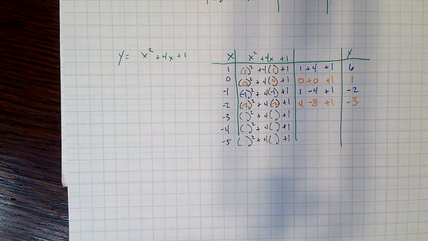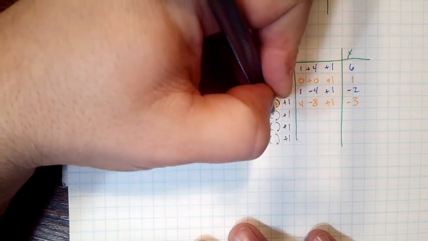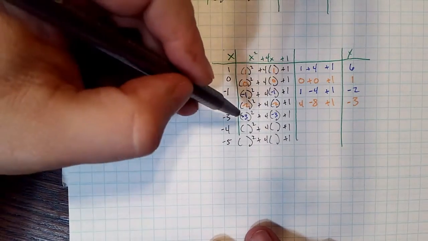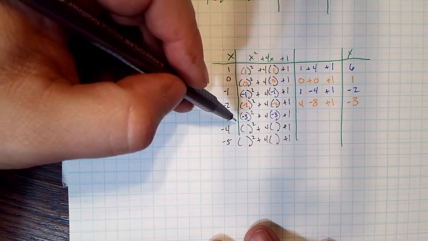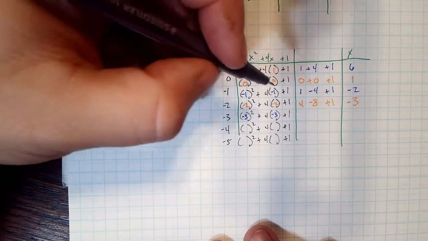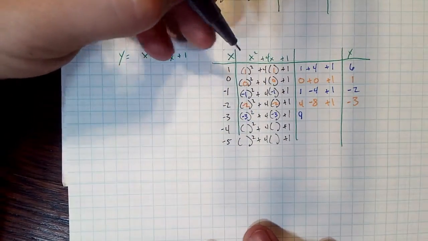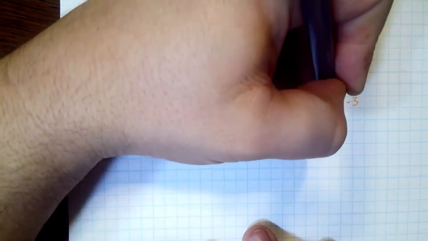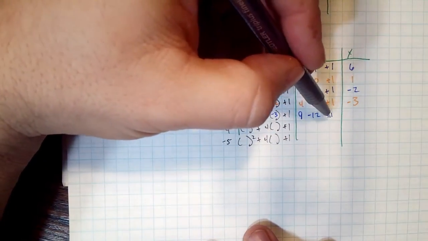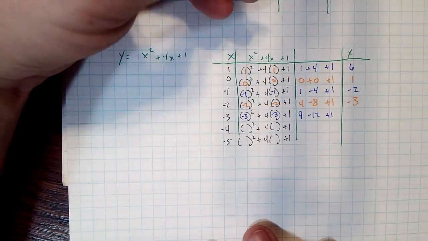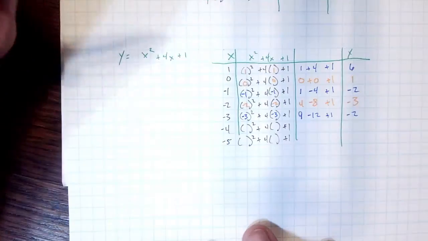All right, now let's go to the negative 3. I'm going to fill that in. Negative 3 squared is 9. Again, it's negative 3 times negative 3 gives you positive 9. 4 times negative 3, negative 12, plus 1. Combine my positives. That gives me 1 and 9 is 10, minus 12, so minus 2. Look, it's starting to repeat.